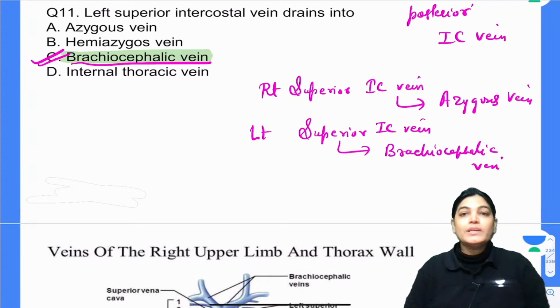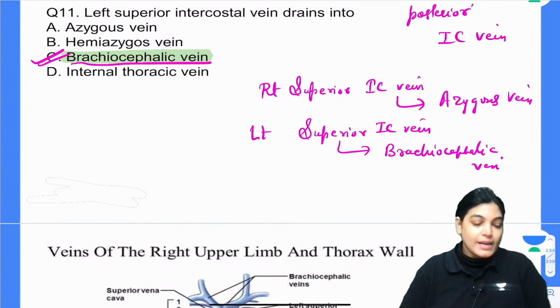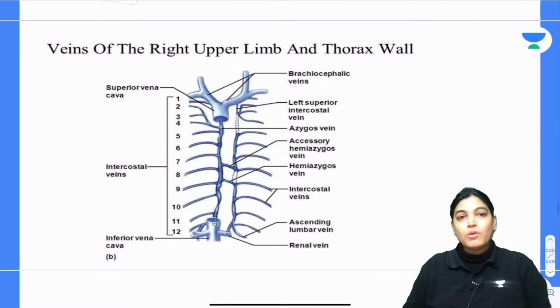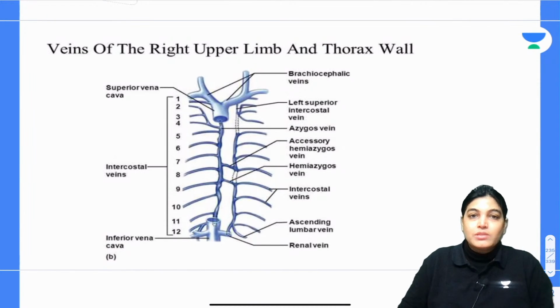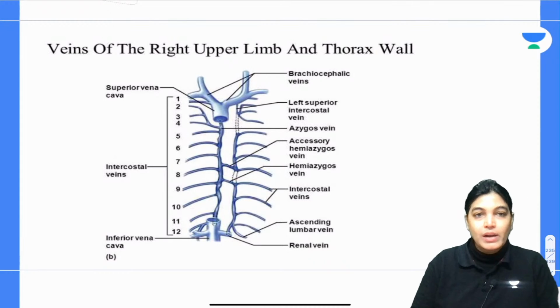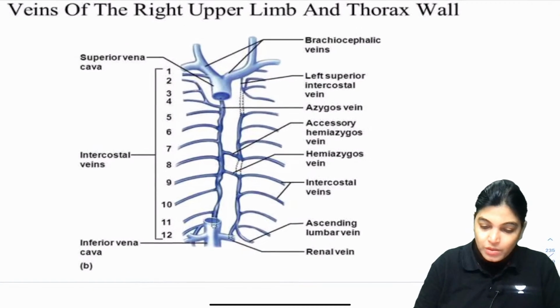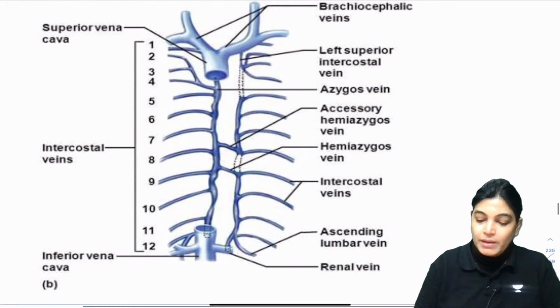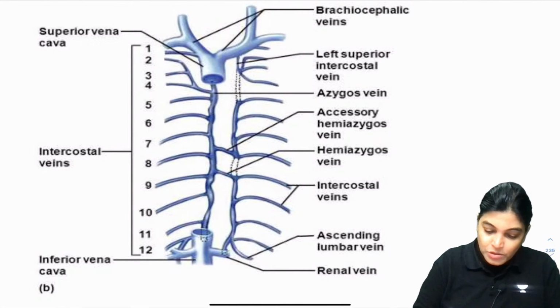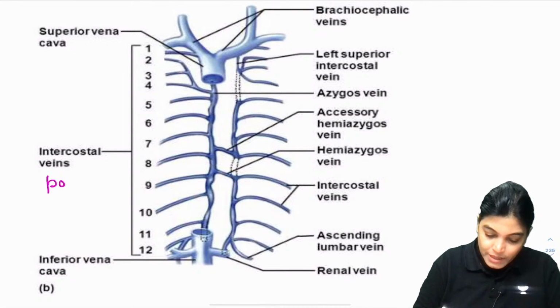Actually the drainage of posterior intercostal vein is different on the right and left hand side. So see this diagram, veins of the thorax wall. Let me highlight and enlarge this diagram so that you can better understand. Here these are all posterior intercostal veins.